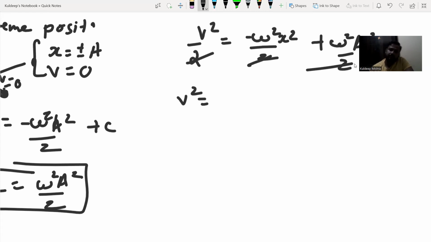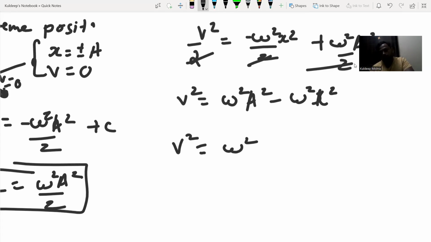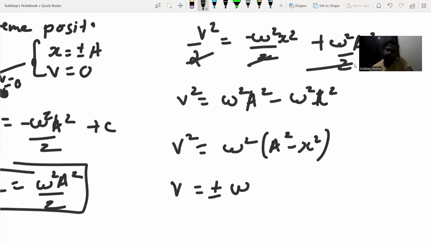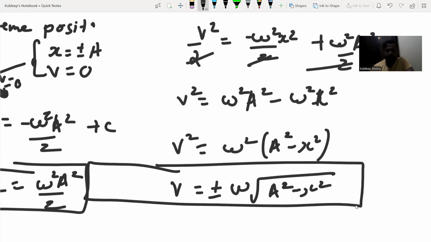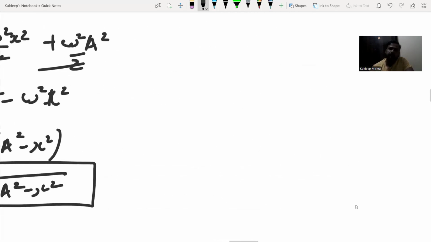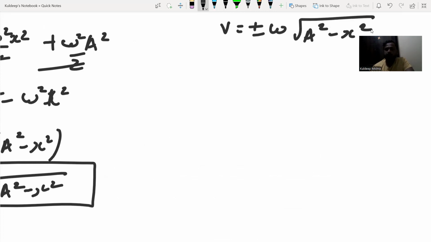So v square, and let us write the positive term first, is omega square a square minus omega square x square. Let us take omega square common. So what remains is a square minus x square in the bracket. Then you take root, so v is plus minus omega under root a square minus x square. This is the formula for velocity, but again we will calculate this at mean and at extreme positions.